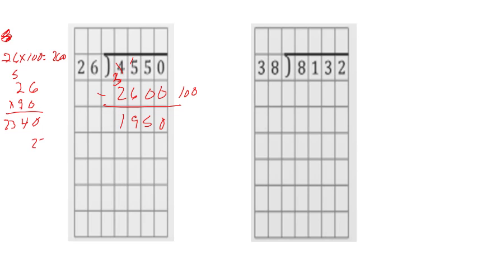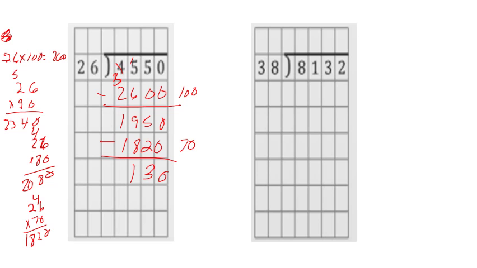So let's try 80. 26 times 80. That'd be 48. That'd be 16, and that's 2,080. We're very close. So let's try 70. 26 times 70. That'd be 14, be 18. 1,820. So we know that if we take 70 out, we're going to have 1,820. We subtract, we end up with 130 left.